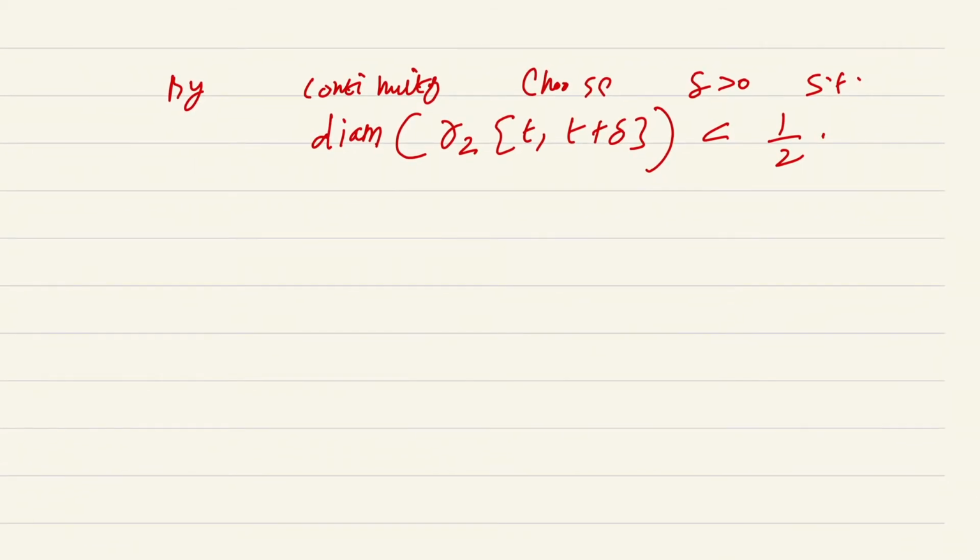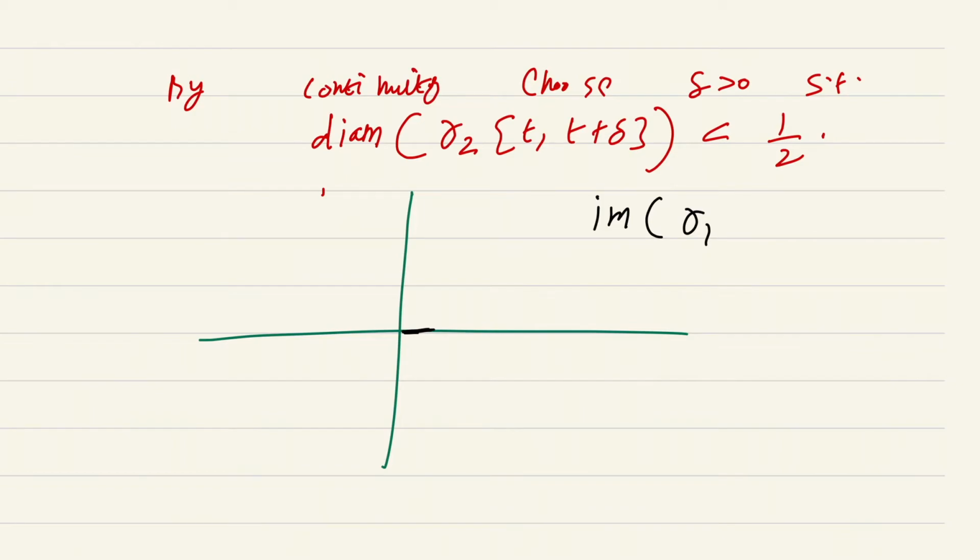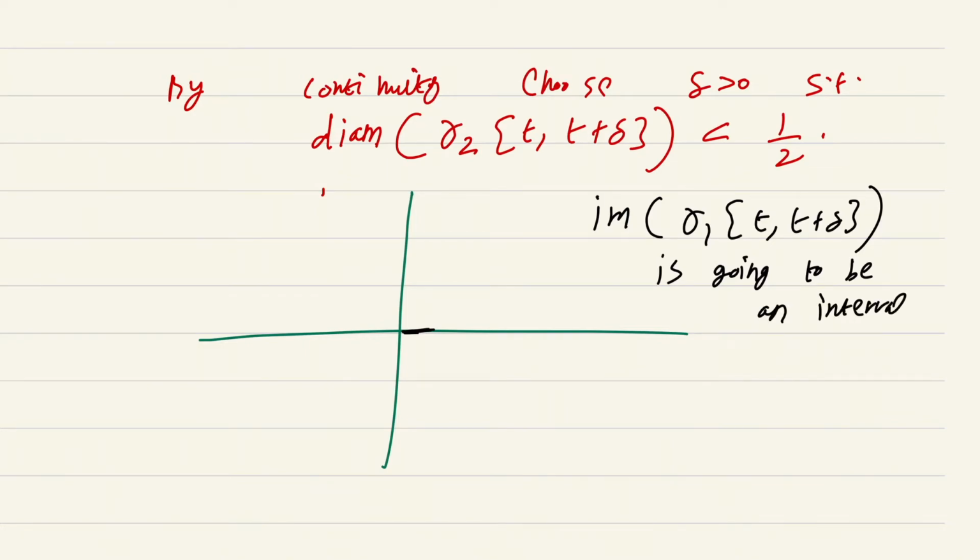But wait a second, something weird is happening. What did we do? A picture in this scenario is really going to be worth 1,000 words. What is happening is gamma 1, no matter what delta you choose, it's going to move, right? The image of gamma 1 on t to t plus delta is going to be an interval. In fact, it's going to be a closed interval, and one endpoint of this interval is going to be 0, because we know that gamma 1 of t is 0. It's going to be a non-singleton interval, right? Why is it not going to be a singleton interval? Because we chose this t as the point where gamma 1 finally starts moving, right? So the image of gamma 1 on t to t plus delta is going to be some interval of positive length, okay?